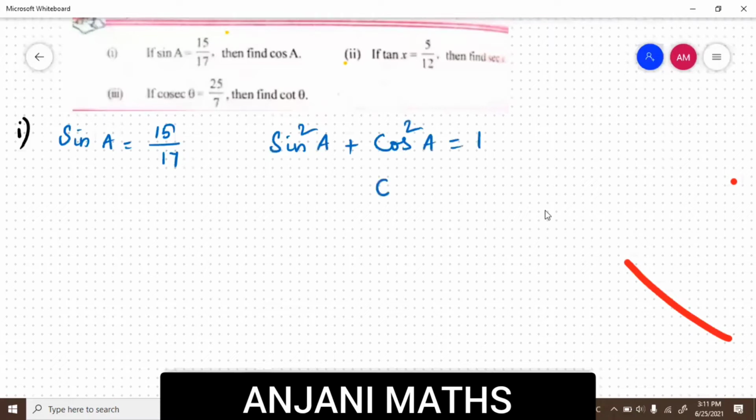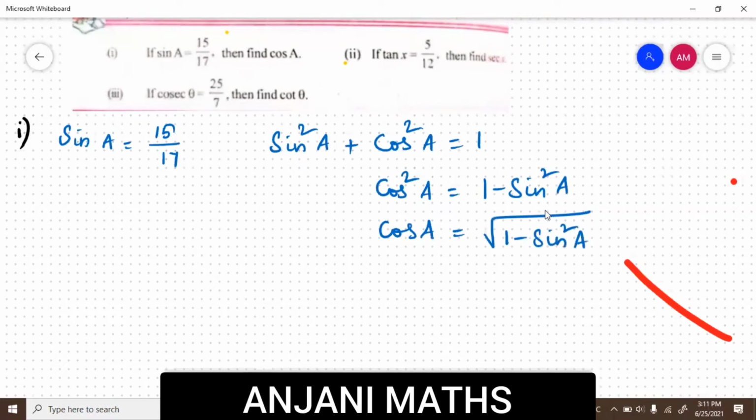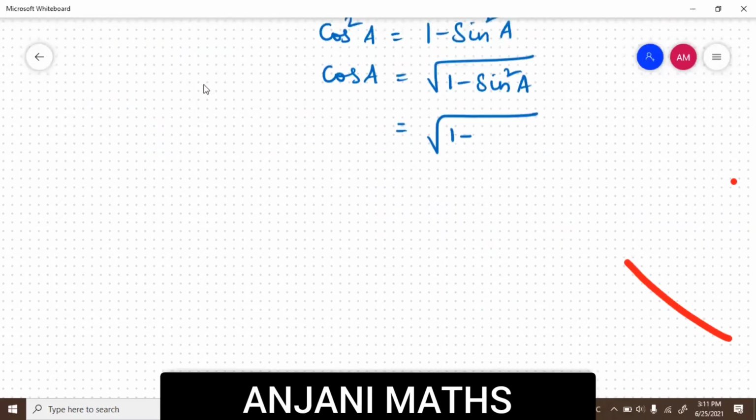So we need cos. So from that, what is cos square A? It's nothing but 1 minus sine square A. Okay. So what is cos A? Cos A is equal to square root of 1 minus sine square A. That is equal to square root of 1 minus, what is sine? 15 by 17. So 15 by 17 whole square. That is equal to square root of, simplify this, 17 square minus 15 square by 17 square.